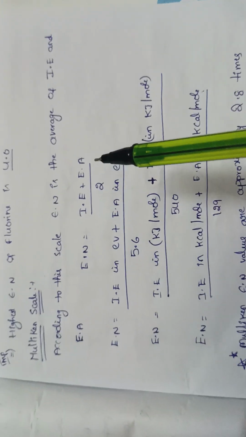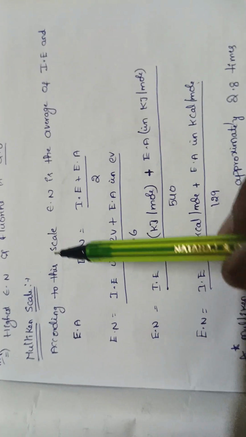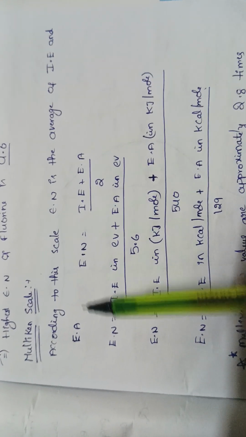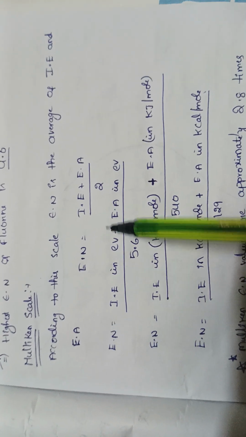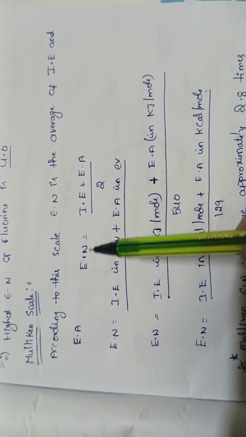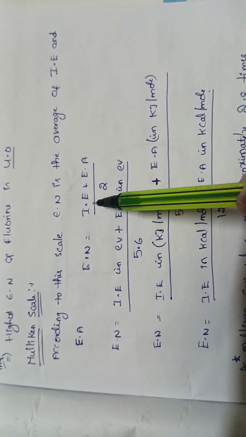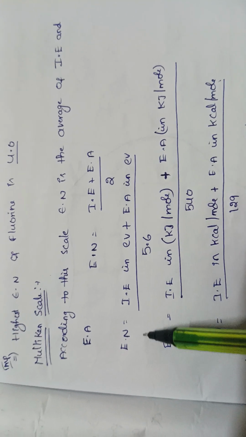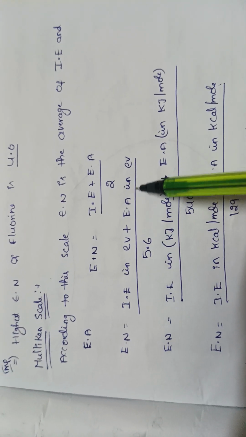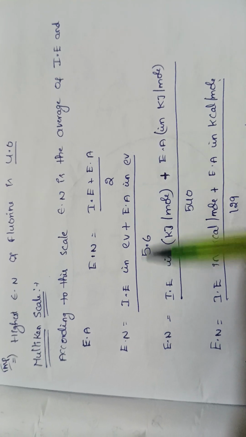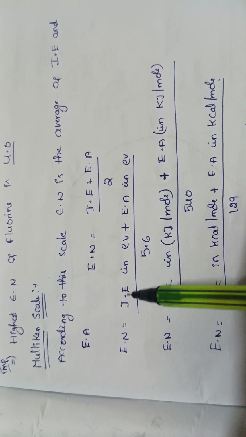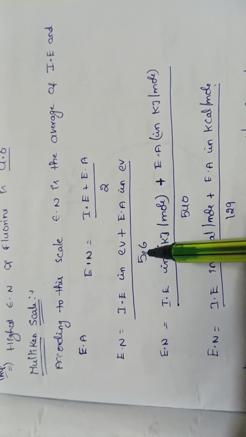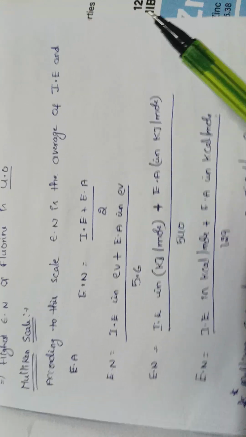Second one is the Mulliken scale. According to this scale, electronegativity is the average of ionization energy and electron affinity. Electronegativity equals IE plus EA divided by 2. Here, if the values are measured in electron volts, the sum of ionization energy plus electron affinity is divided by 5.6.